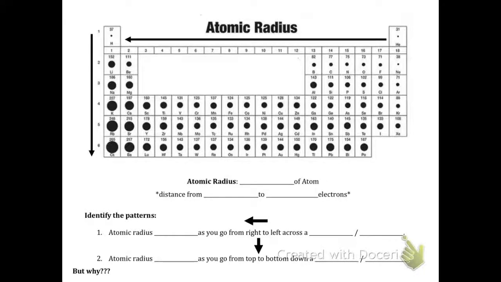The very first trend that we are going to learn is called the atomic radius. Atomic radius, as we talked about before, is basically the size of an atom. Technically, it's from the nucleus to the valence electrons. But you can see in the picture here that it gets larger going from right to left and top to bottom. And so here's a visual picture of the atomic radiuses on the periodic table in relation to one another. So let's identify the patterns.